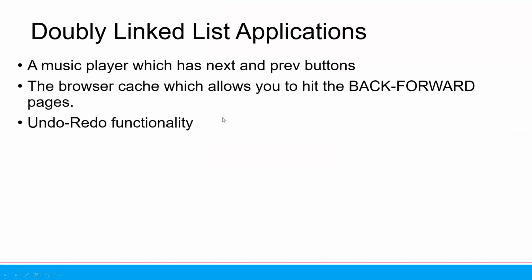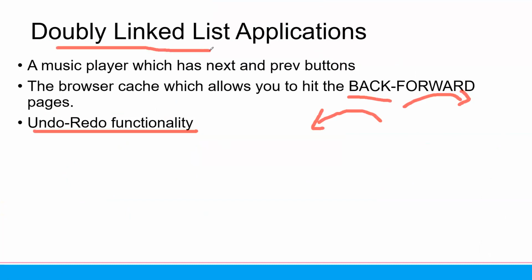So the doubly linked list, maybe you have the music player. We have the next and previous buttons. So we can use the doubly linked list for that one. And you know the web browser, you have back and forward. It means you can go back to the previous page, or you can go forward to the next page that you already searched on the browser. Undo, redo. So this is also an application for the doubly linked list.